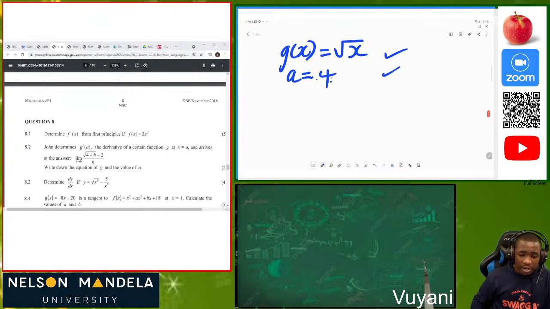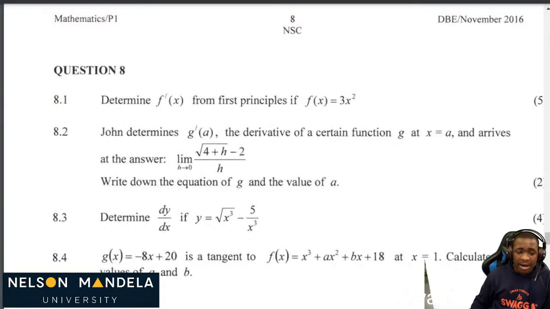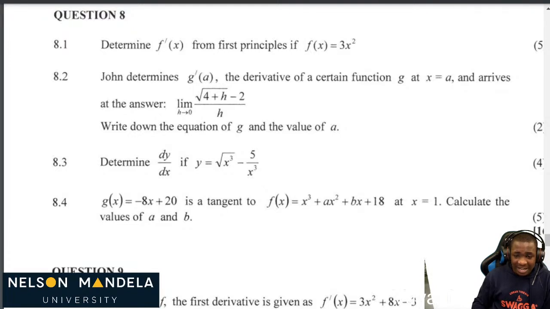Now let's move forward to 8.3. They say determine dy over dx. You see, the questions, they are still the same. We are given that y is equal to square root of x cubed minus 5 over x cubed.